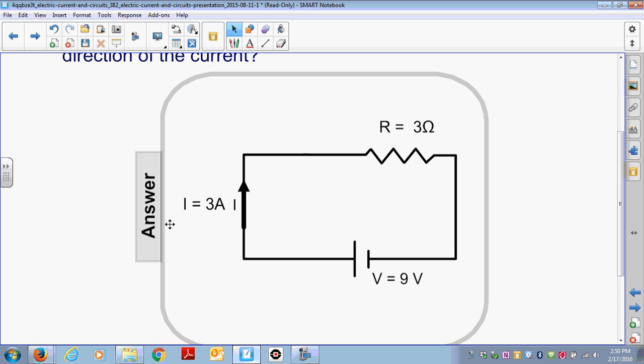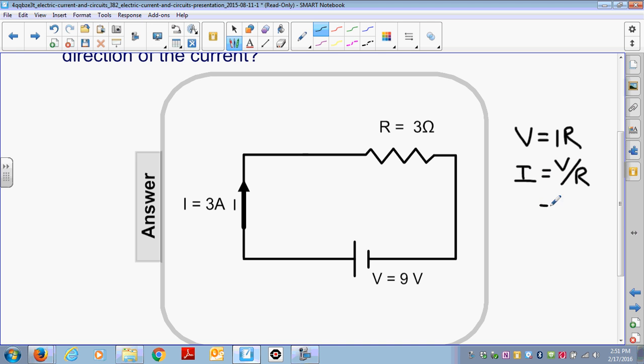Now, in order to find the current, what do we need to do? That's right, we need to use Ohm's law. So, writing it out, we have V equals IR. I is equal to V divided by R, which is equal to 9 volts divided by 3 ohms. And that gives us a current of 3 amps. Now, which way does it go? It comes out of the plus terminal and goes into the minus terminal. Remember, we're drawing our circuit due to conventional current.